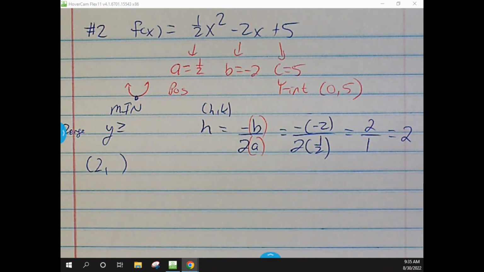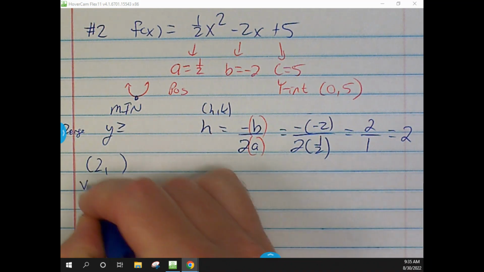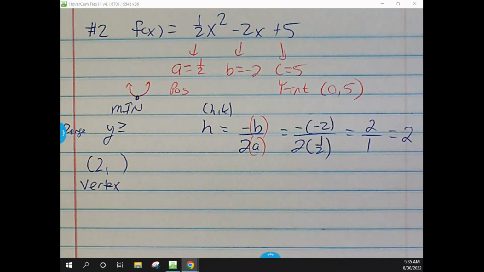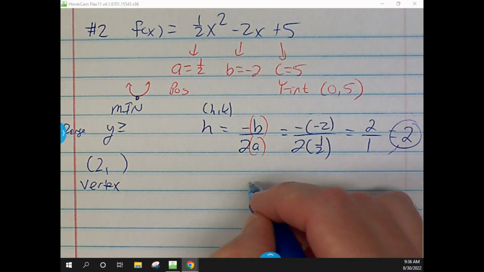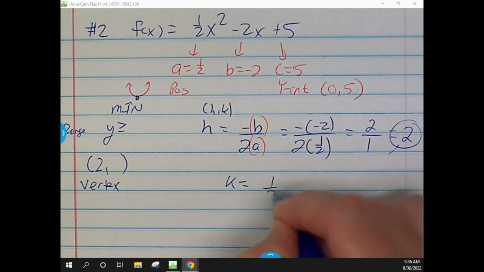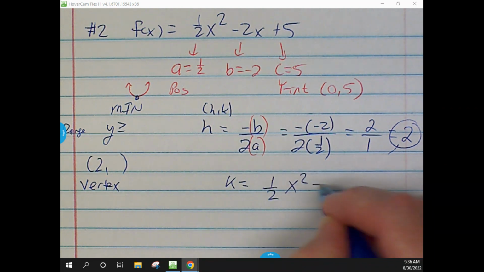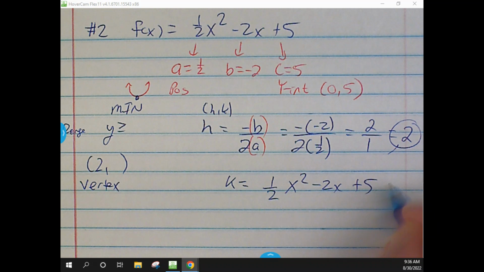Okay, so for the vertex, we know that the h value is 2. So we're going to take this value of 2 and plug it back into this equation, so we can see what it's going to be.